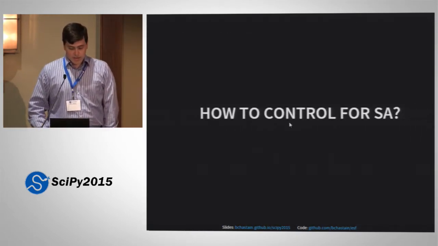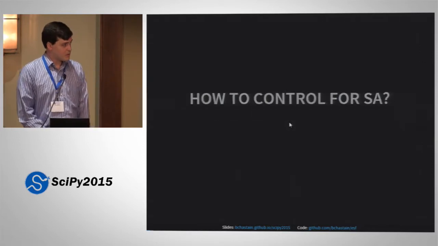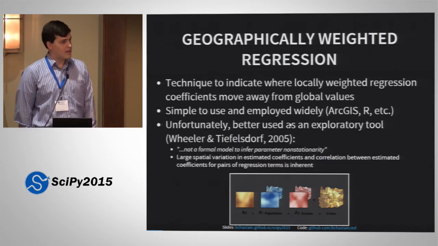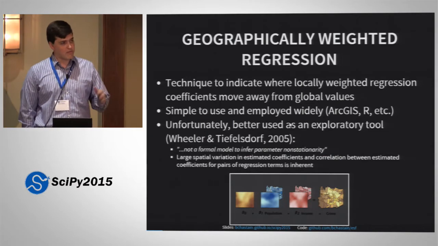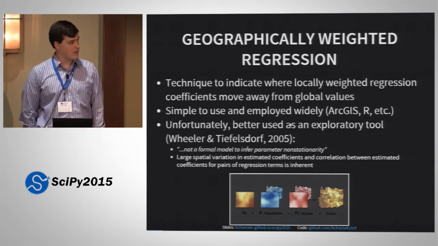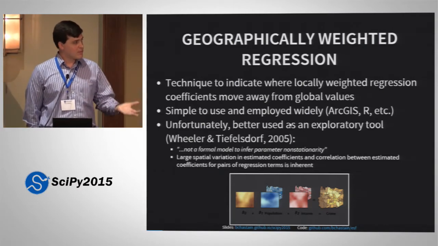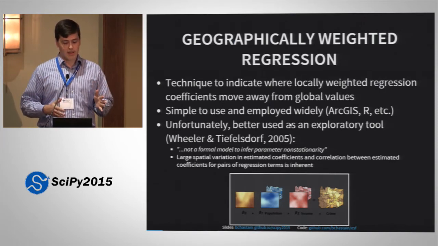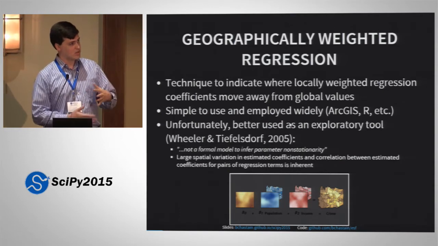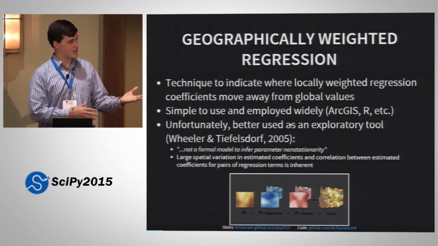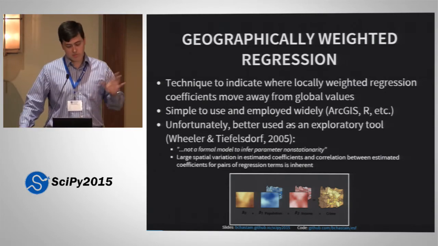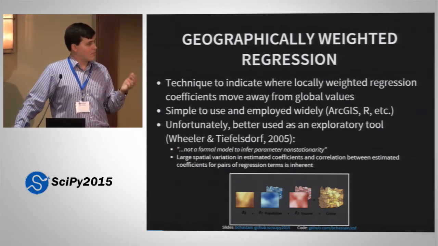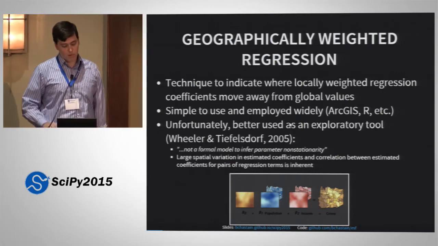So what can we do about that? How do we control for spatial autocorrelation in our models? Well, there's a lot of different techniques. One of the most popular is a technique called geographically weighted regression. It's been widely implemented in different software, ArcGIS and R and other platforms have used it. It's really popular because it's really simple to use, but I think it gets a little bit overused because it's really more designed as an exploratory tool, a simple way of controlling for spatial autocorrelation as I explore my data. It's been shown in some articles to not be a great model for inferring parameters and things like that for more formal models.